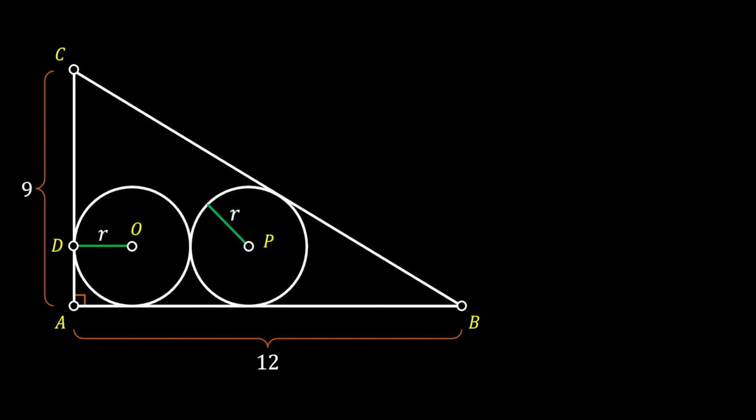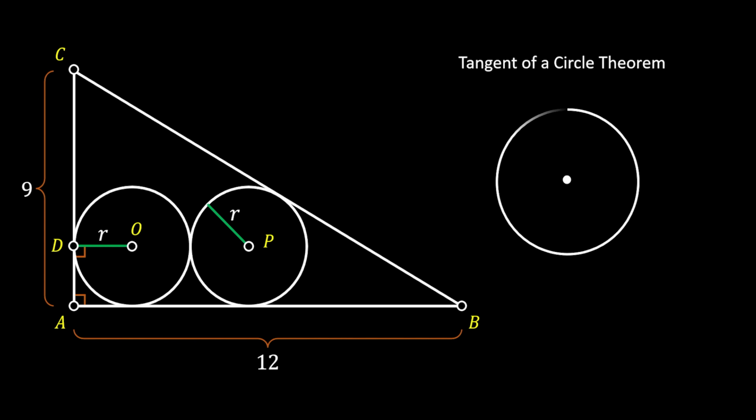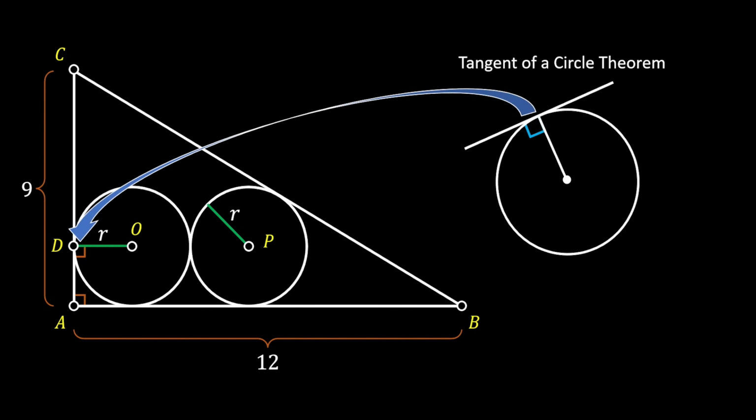The angle at the point D must be the 90-degree angle. We know this by using the tangent of a circle theorem. Just to remind you, this theorem states that if we have a circle and the tangent, and if we pull a radius to the intersection point between the tangent and the circle, the angle between the radius and the tangent will always be the 90-degree angle. So we can use this in our case here, since the line AC represents the tangent of our left circle.